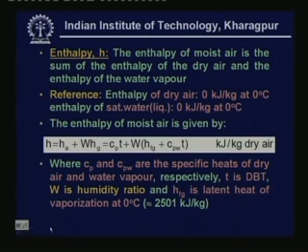So, remember that when you are writing these enthalpies in terms of specific heat, that means when you are writing delta h as Cp into delta T, we are using an average value of specific heat.